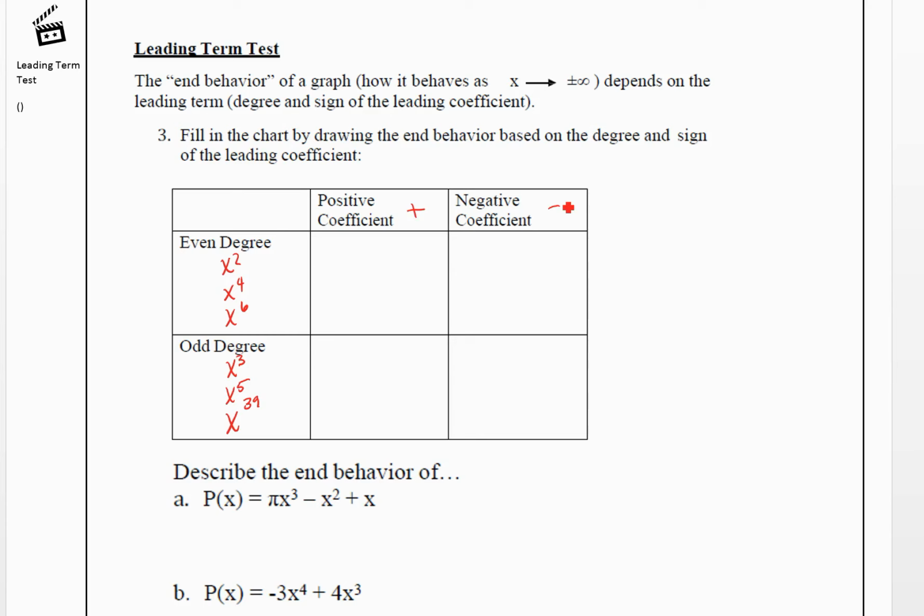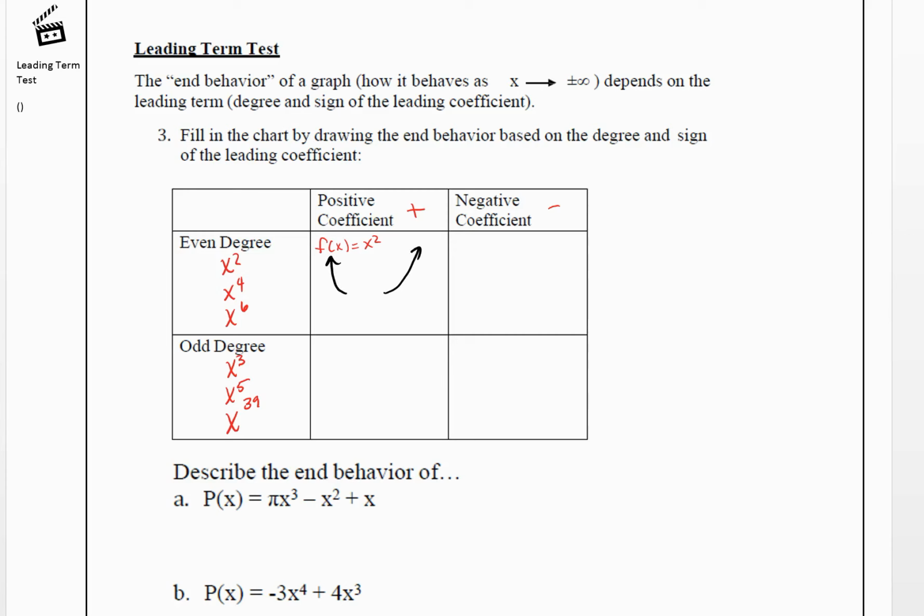Now, what this leading term test tells us is what happens as we go off to the right or the left of the graph, what's happening as our x values go to positive or negative infinity. One example of an even degree polynomial with a positive coefficient would be f of x equals x squared. This would be true for anything where the leading term has an even degree and a positive number. Well then on either side we're going to be going up. X squared is just a parabola, it goes up on either side.